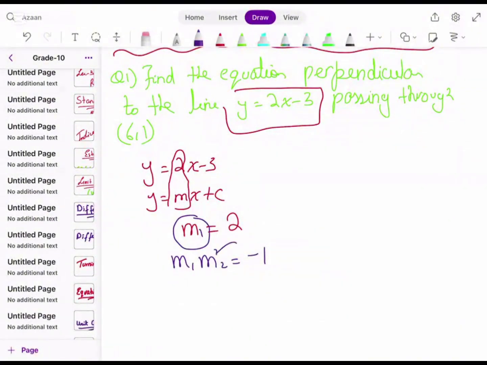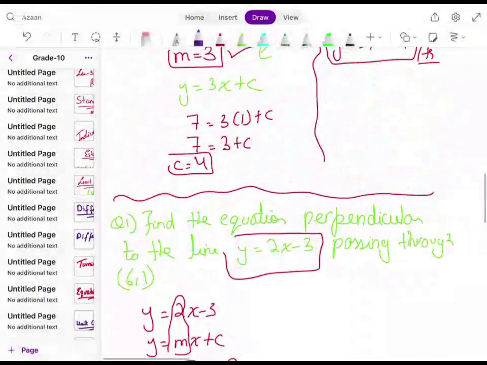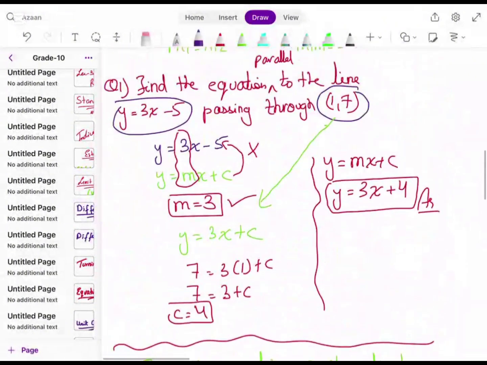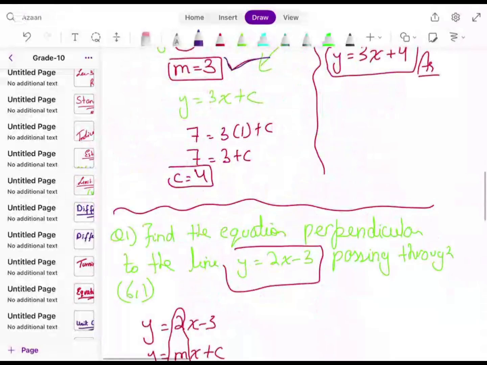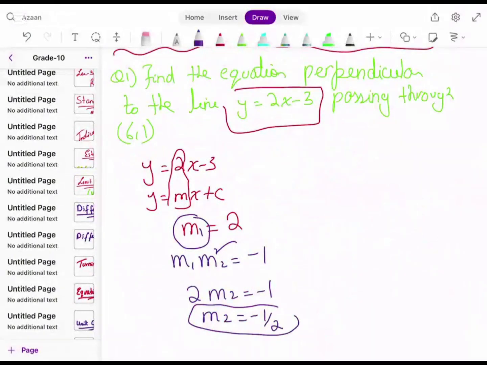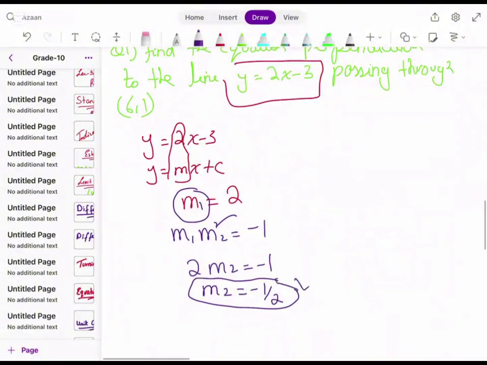So I will put the value of m1 in this condition, that is 2. And 2 will go to the other side and divide. So m2 will be equal to minus 1 over 2. In the previous question, the lines are parallel, so we take this slope and we find the equation. But when the lines are perpendicular, we have to find m2 by putting the value of m1 in the condition. So this slope will be used to find the equation.